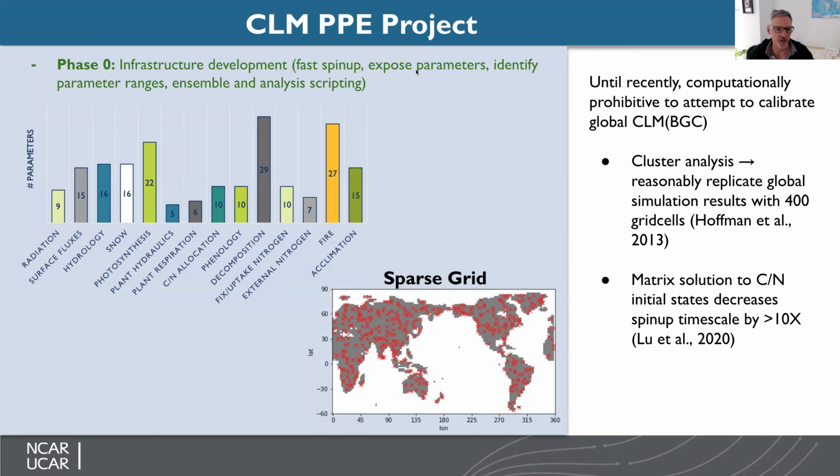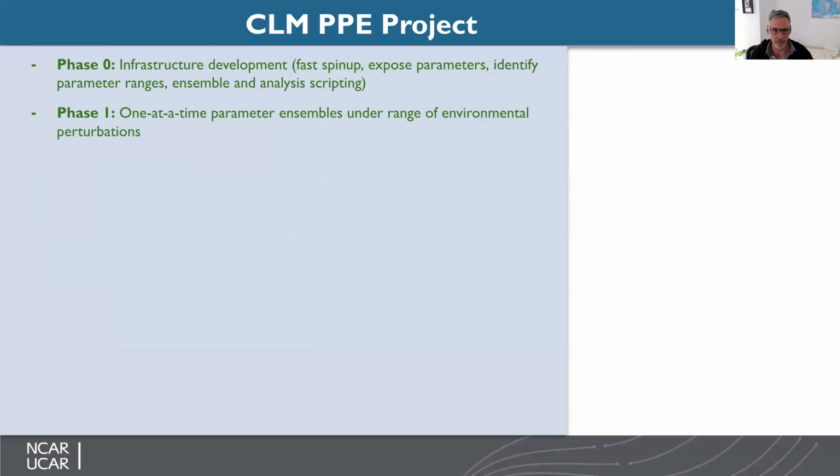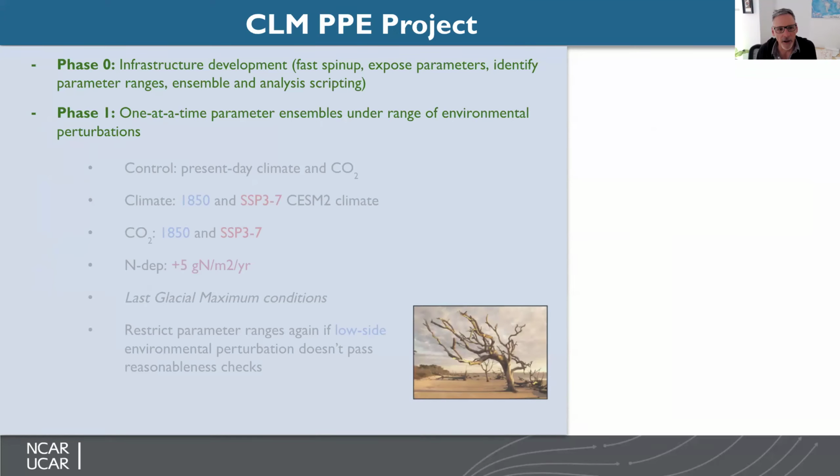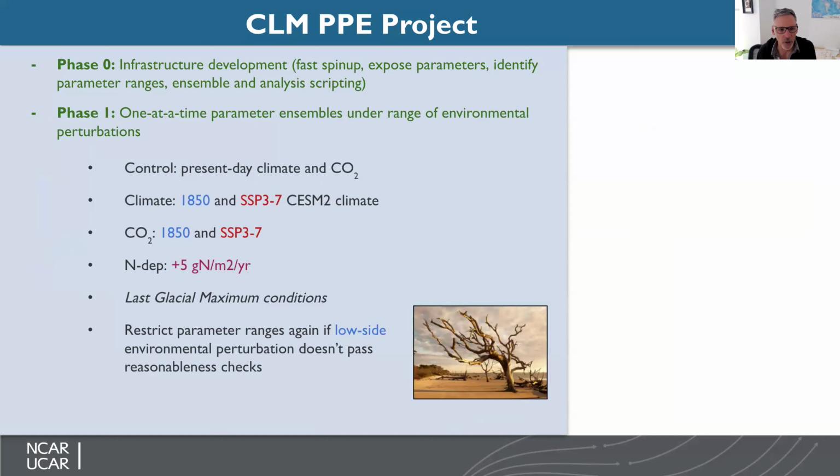We also had to expose all the parameters, pull them all out of the code. About half of our parameters were hard coded, which obviously doesn't work if you're trying to do parameter estimation. Identifying the parameter ranges for 200 plus parameters is a non-trivial job, and then building an ensemble analysis script. The first thing we did in the CLM world was we did one at a time parameter ensembles under a range of environmental perturbations, and this is the kind of thing anyone would do if you're trying to approach a parameter perturbation problem. This is the first time we could do this in a fully coupled biogeochemical model, a fully integrated biogeochemical model and land model, due to the computational costs I just mentioned.